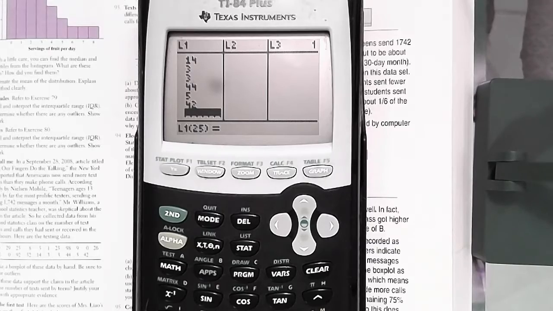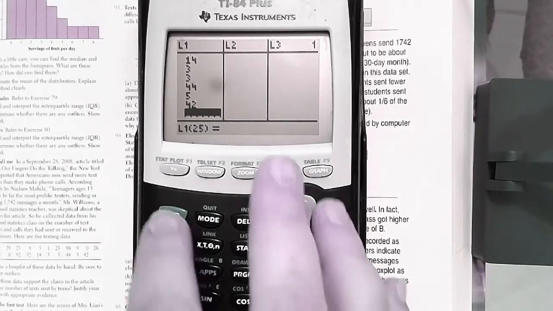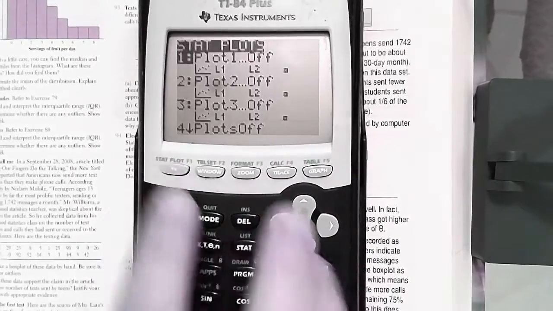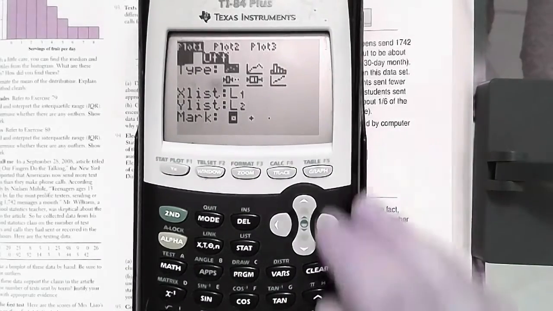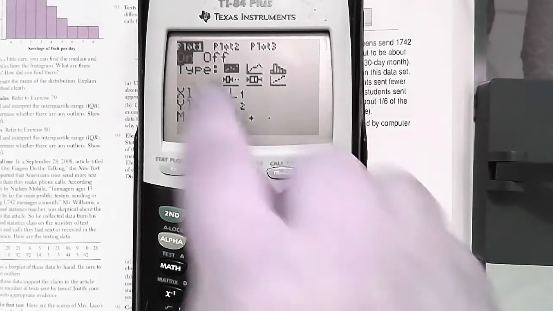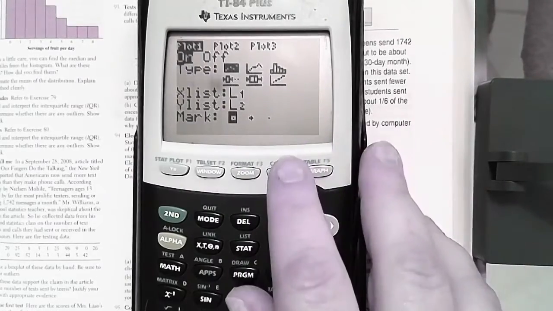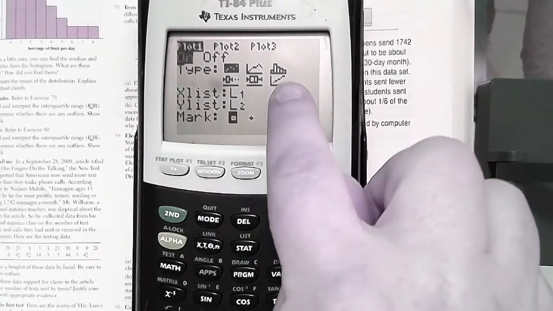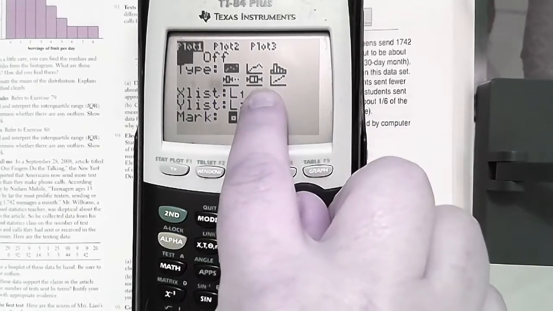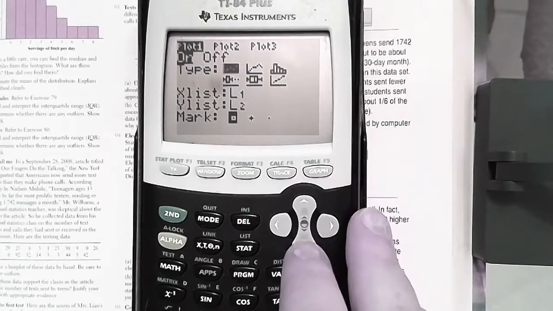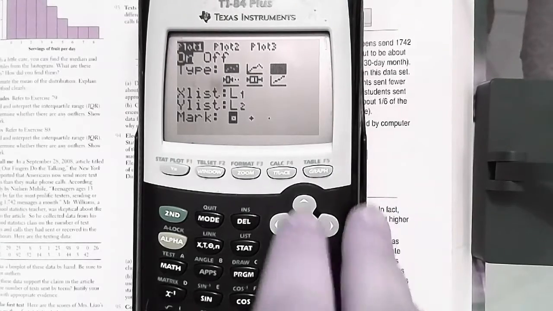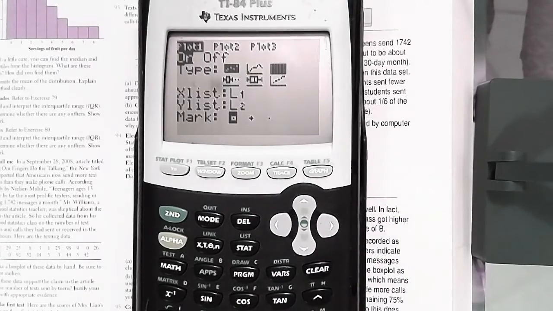Now what I'm going to do is first go to second stat plot, and I have to turn on my stat plot. So I'm going to turn that on, and I press enter right here so that on is highlighted. Now, as you can see, I can do a histogram, I can do a box and whisker plot with outliers, you name it. So first, let's take a look at the histogram. I know this isn't part of the problem, but I wanted to show you.